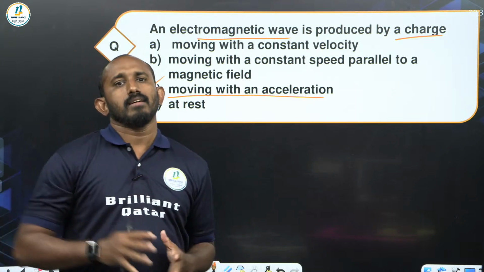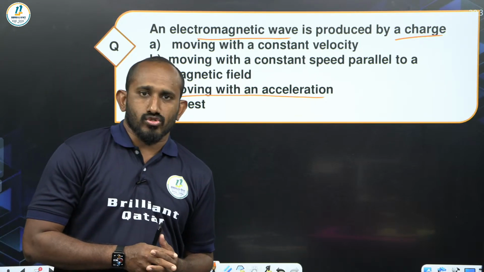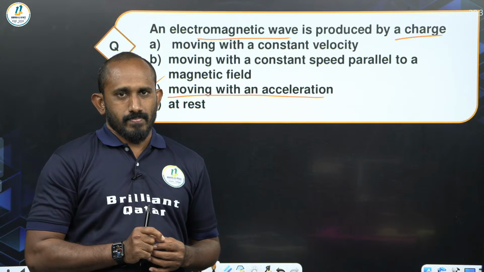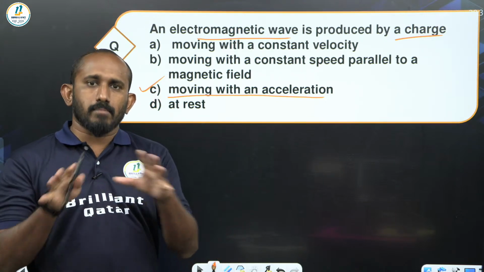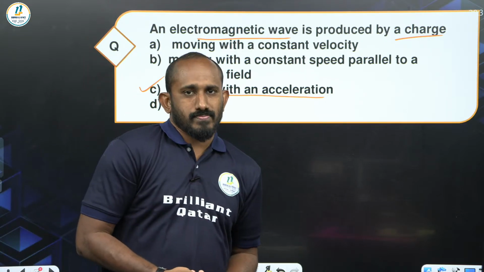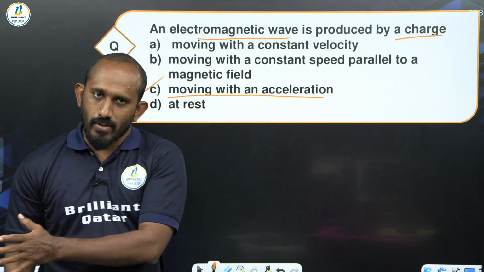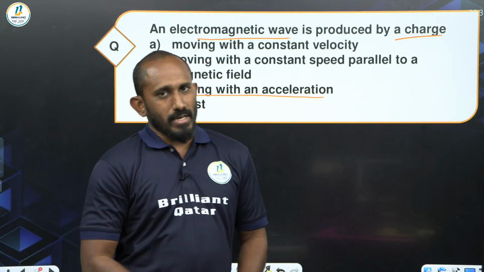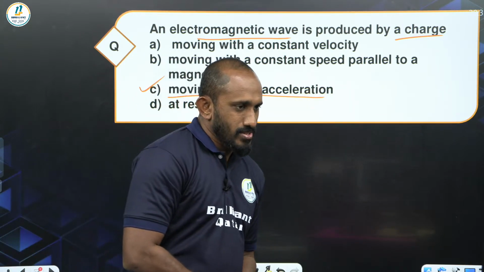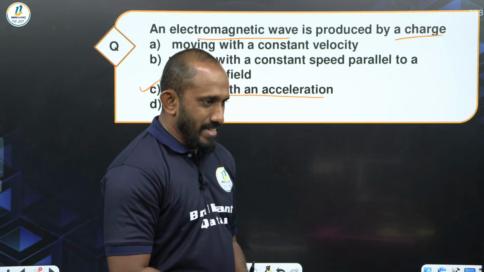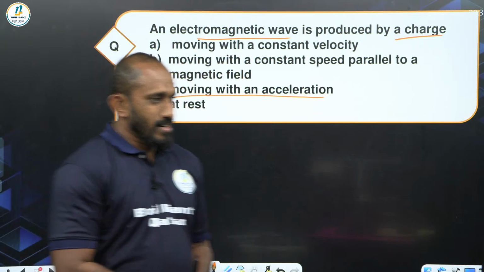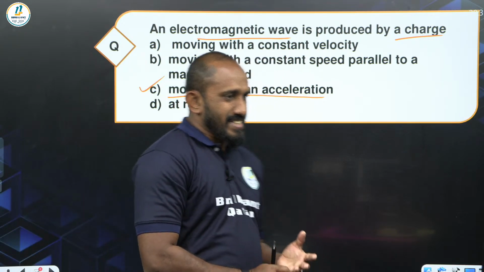So a charge moving with an acceleration produces EM waves. That's the basic way of producing an electromagnetic wave. So combinedly, varying electric and magnetic fields produce the EM waves, and they transfer energy from one position to another position. That is the electromagnetic wave. Okay, great. Almost all of you got the correct answer. Keep putting your support. We'll go to the next.